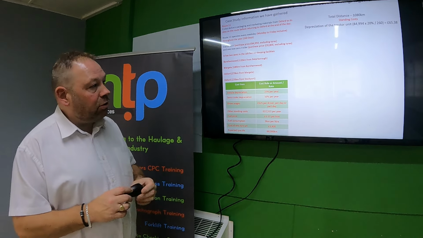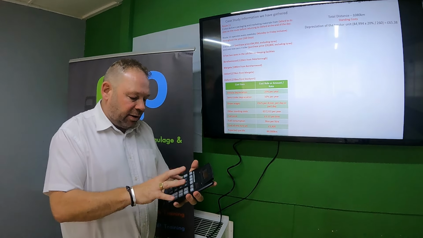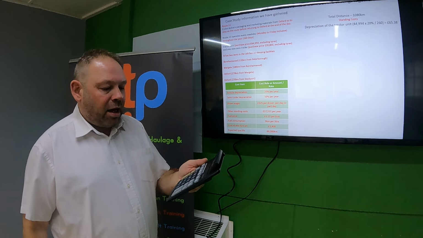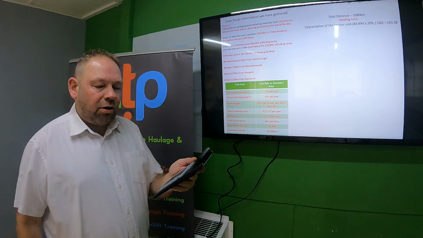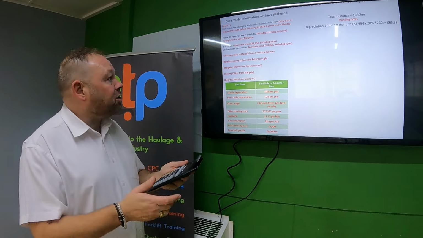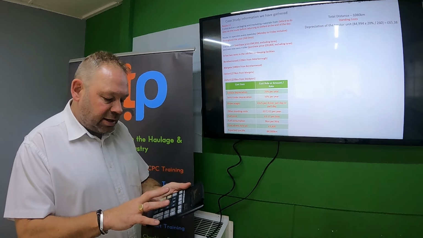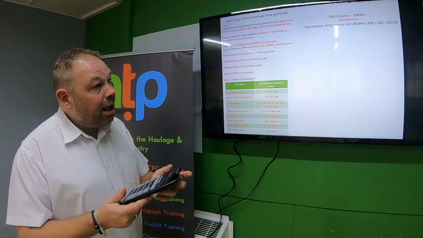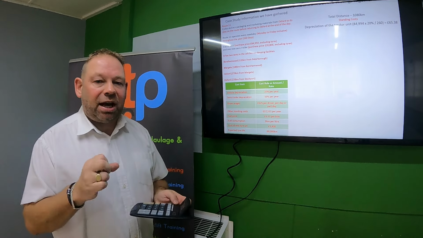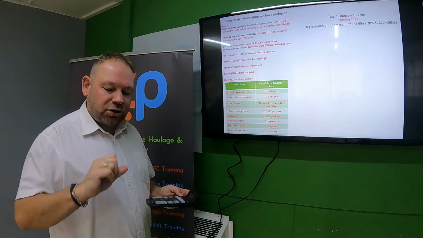So £84,994. Let's just get the calculator. 84,994 multiplied by 20% gives us £16,998.80. We're going to divide that figure by 260. 5 times 52 is 260. So let's divide that figure by 260 and it gives us £65.38. So that is the depreciation of the tractor unit for 1 day's utilisation.